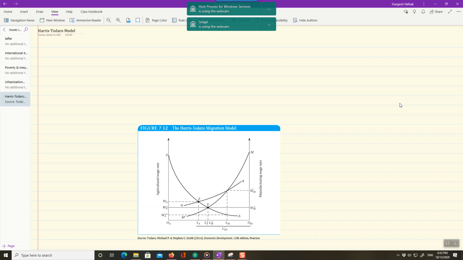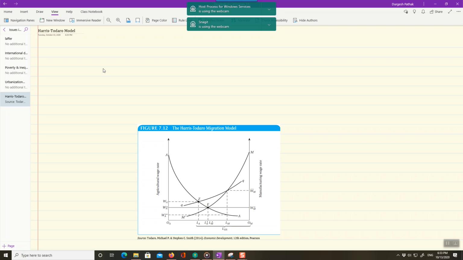One model that answers this is the Harris-Todaro migration model. The reference for this will be the textbook by Michael P. Todaro and Stephen C. Smith, Economic Development. The diagram that you are seeing here is also from the same book. So let's start with this.